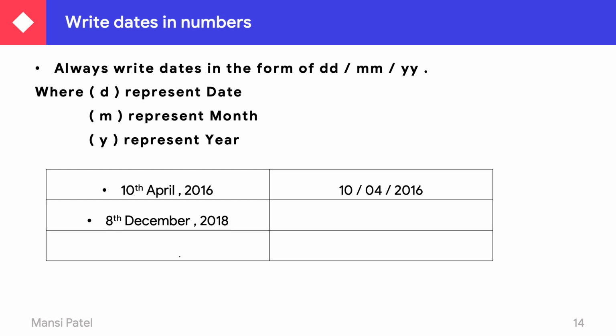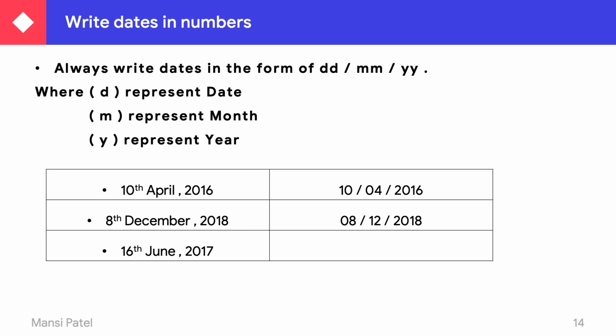Another one, 8th December 2018. December, as we know already, is the 12th month. So we can write it here. Now you see the date is already given as one digit. How can we make it two digits? By writing 08. So 08/12/2018.